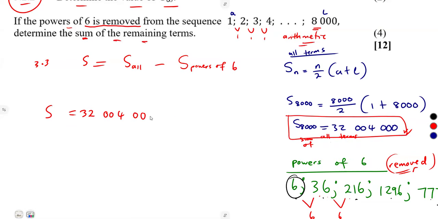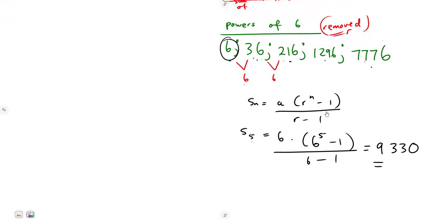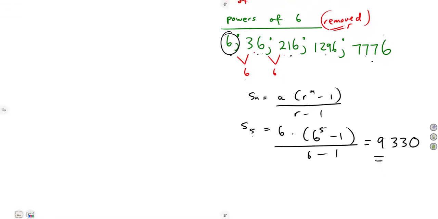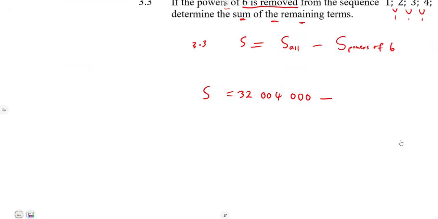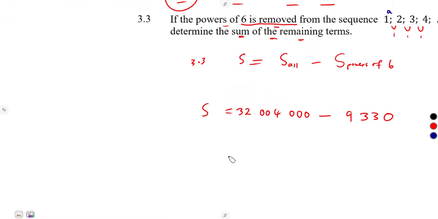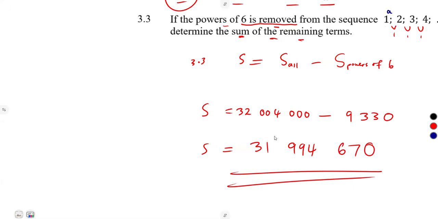And 4,000, like this. Minus the powers of 6, their sum from what we obtained. We obtained what? We obtained 9,330. So simply subtract that one from those, you are done. Because they are being what? They are being removed, those powers of 6, they are being removed. So simply subtract that. So that was going to give us 31,994,670, like that. All right. So that is the sum of what was going to remain.